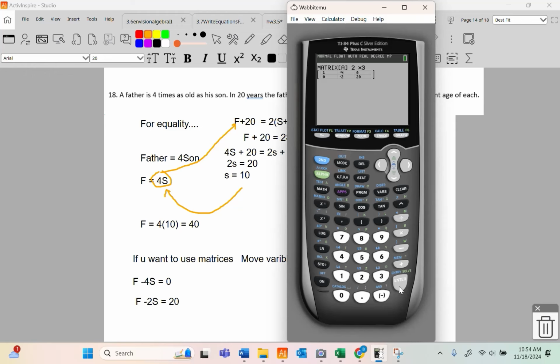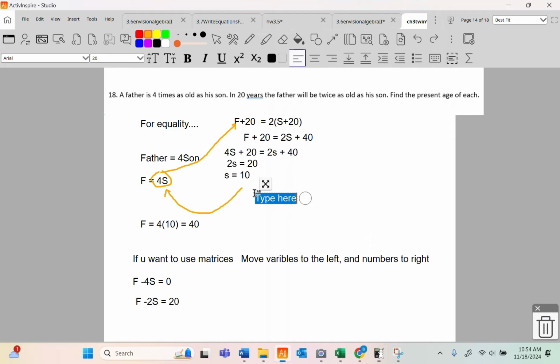One, negative 4, 0. Oh, I have a typo, that's why. That's supposed to be a 1. Let's try this again. You guys probably saw that at home. Some of you did. Some of you are just blindly copying. There we go. Son is 10, father's 40.